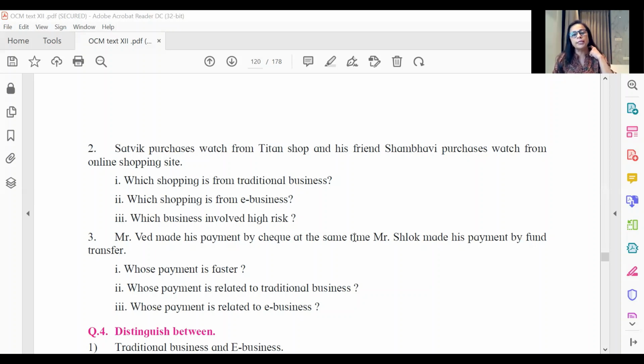Next, whose payment is related to traditional business? Mr. Wade, who is making the payment by a check, his payment is related to traditional business. Number 3, whose payment is related to e-business? Since Mr. Shlok makes the payment online through fund transfer, his payment is related to e-business. So I hope by now you've got a rough idea of how the answers have to be framed and how you will be finding it very easy once you've practiced a few of these questions.